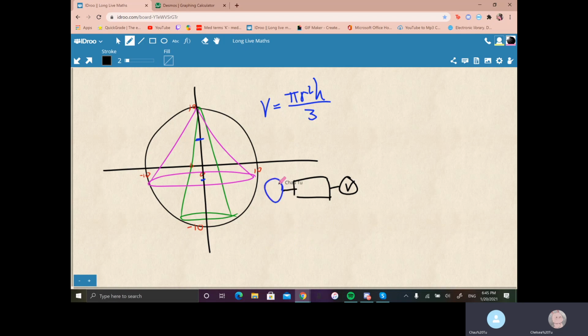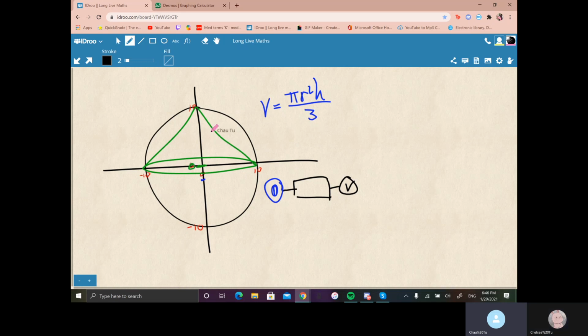No. If A is 0, let me think. When A is 0, the base of the cone would be right here, at a height of 0. Can you see that? So A is at 0, at a height of 0. Okay. So when A is 0, what's the volume of that green cone?